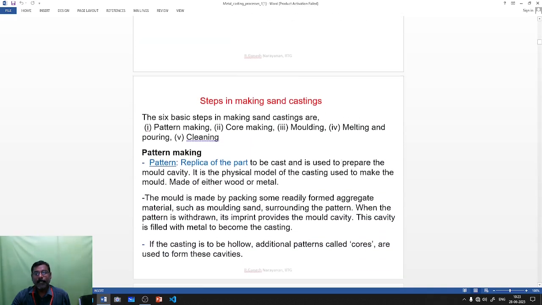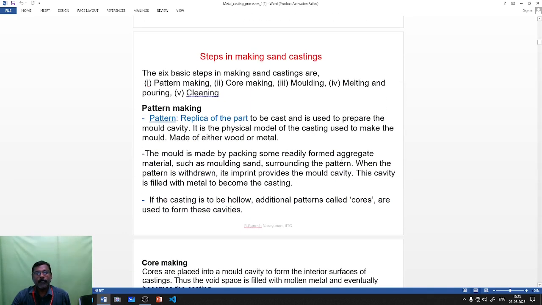Then the steps in making castings. There are six basic steps in the sand casting process. First, pattern making, then core making, then molding, then melting and pouring, then cleaning.